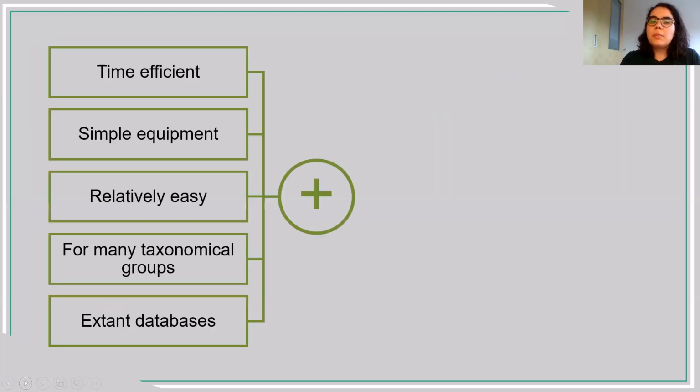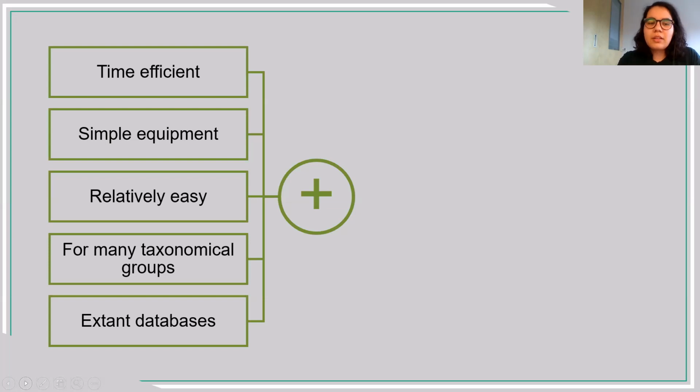Now, the reason this methodology has been quite popular and used in the last years is because it's quite efficient, both in time and in steps. It doesn't really require any equipment other than maybe a camera and a laptop. It's very easy to both implement and learn. There have been many extensions and different alternatives of this technique, which have been applied to different taxonomical groups. And lastly, we have extant databases, which can be used to compare with fossil data.